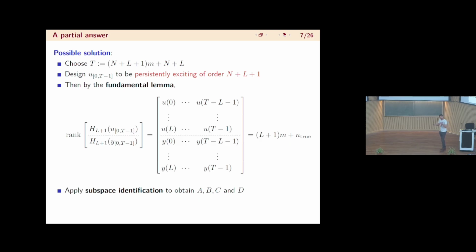But I hope you agree now that this would be one way to generate an experiment from which finally you can identify the system up to state space transformations. But you see that one of the downsides of that possible solution is that you have to choose this T, so the time horizon of the experiment, to be fairly large. So my question, or maybe before I ask that question, I could consider an example.